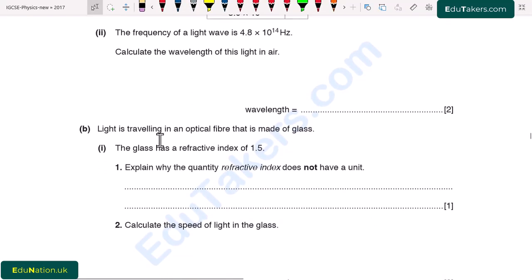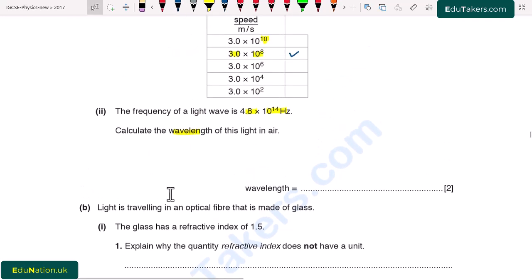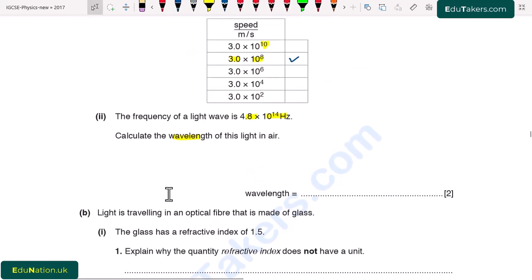Part 2. The frequency of the light wave is 4.8 × 10^14 Hertz. Calculate the wavelength of this light in air. So we have to find out the wavelength of the light when the frequency is given and the speed is the speed of light, because the light wave travels with the speed of light.